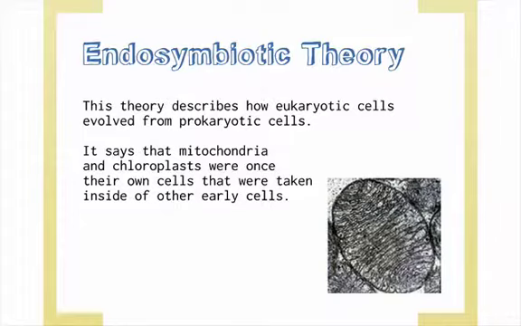Endosymbiotic theory says that mitochondria, the powerhouse of the cell, and chloroplasts, the part in the plant cell that does photosynthesis, were once their own cells, not inside any cell. And then they were taken inside of other early cells. So basically, a mitochondria one day was floating around doing its thing, and another cell came and ate it. And that's how we think we got eukaryotic cells.